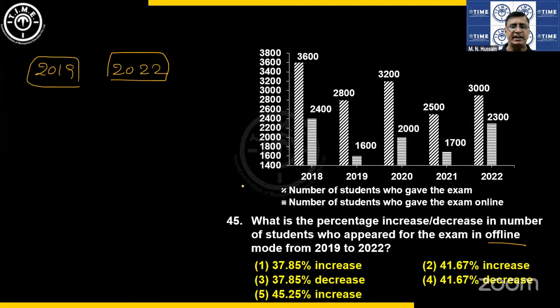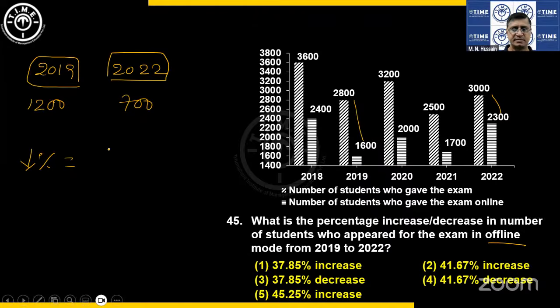Dear students, 2019, what is the number of students appeared in offline mode? Offline mode means 2800 minus 1600. That is 1200. Now 2022, what is the value? 3000 minus 2300, that is 700. Now increase or decrease, here it is decrease. Decrease in the percentage means what is the formula? Difference by higher value into 100.